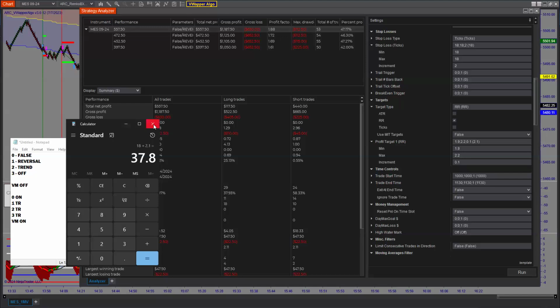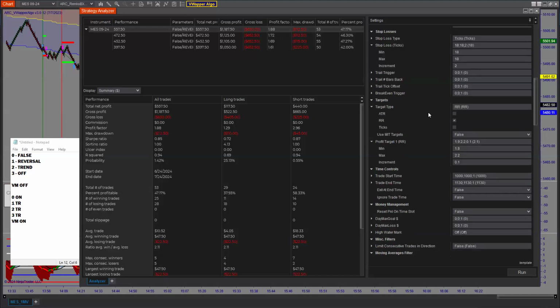So you can always go into ticks if you really want to fine tune it from this point and say, 32 to 40, something like that, and really dial it in. But I'm not going to worry too much about that. I'm just going to leave this at 2.1.